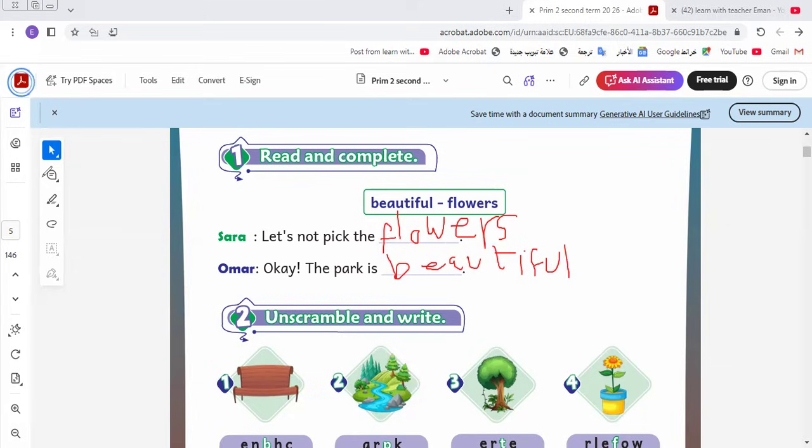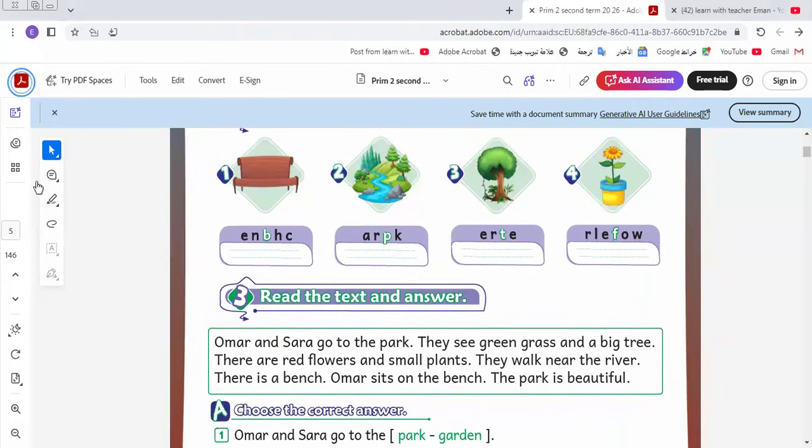Let's go to another one here. I answer 2 of them, and I will leave the rest for you to do by yourself as homework. Okay, here is bench. Here is park, and I will leave the last 2 words for you to do by yourself. I think you know them, and I think we learned them during the lesson. Here is bench, and here is park. I leave the two words for you to do as homework. Okay, let's go to another item here.